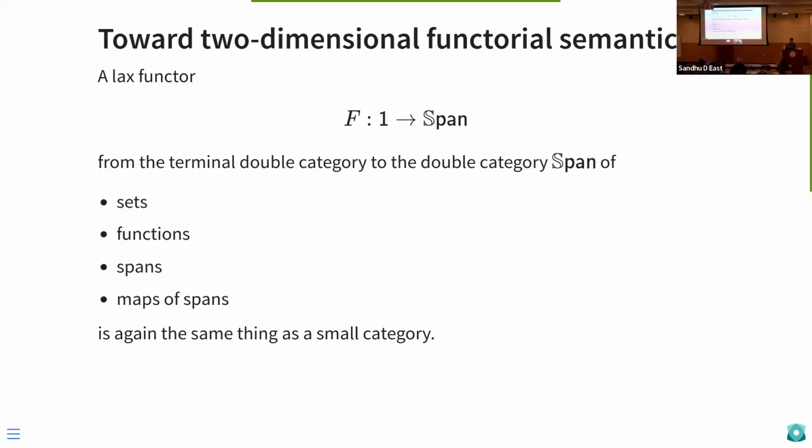But what's interesting is that if you give yourself an extra degree of freedom, and we say, okay, I'm going to look at a lax functor from the terminal double category to the double category of spans, which is a lot like the bicategory, except now in a double category you have two directions of maps, one of them spans like before, but the other is now functions. And so that is again just a small category, because it turns out that the functions don't play any role when the domain of your theory is simple.